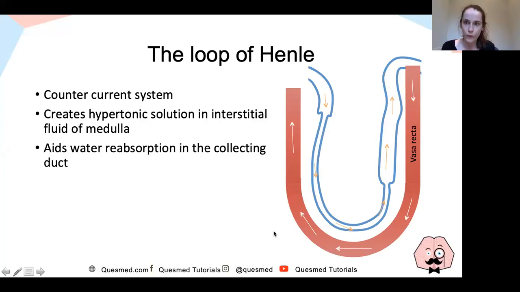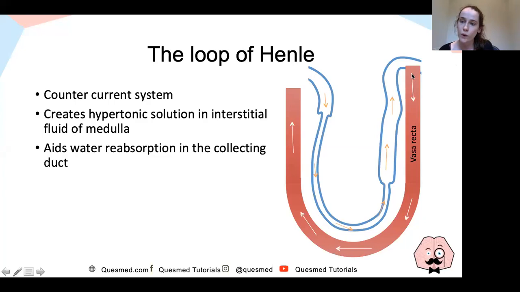So the loop of Henle works via a countercurrent system. What that means is the blood vessels that surround the loop of Henle are called the vasa recta, and they move all around the limb so that there's a really good surface area for stuff to move from the nephron into the bloodstream. The filtrate moves from the thin descending limb up the thick ascending limb. So you've got your proximal convoluted tubule on this side and your distal convoluted tubule on this side, whereas the vasa recta moves in the opposite direction.